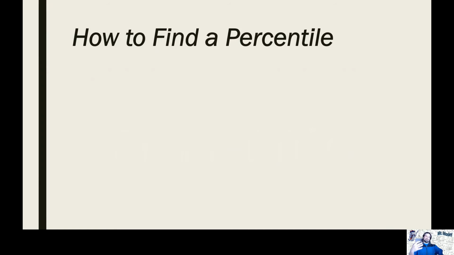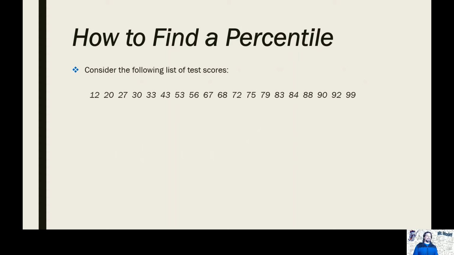All right. So then, how do we find a percentile? Consider the following list of test scores. We're going from 12 to 99. I've already ranked these from smallest to largest. You must have your data ranked from smallest to largest in order to find percentiles or quartiles and do this kind of analysis on your data.